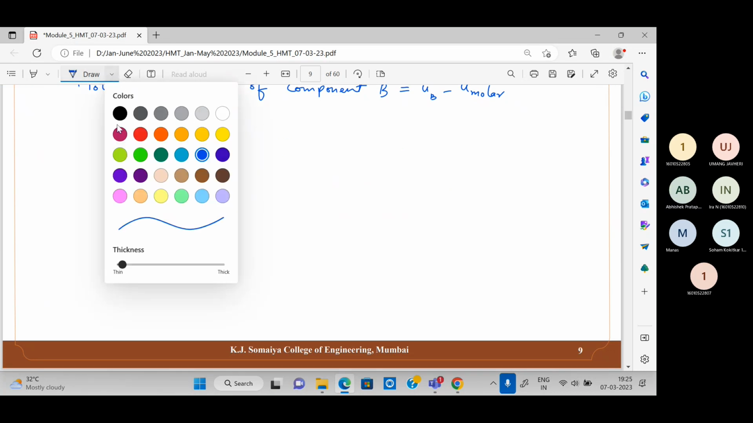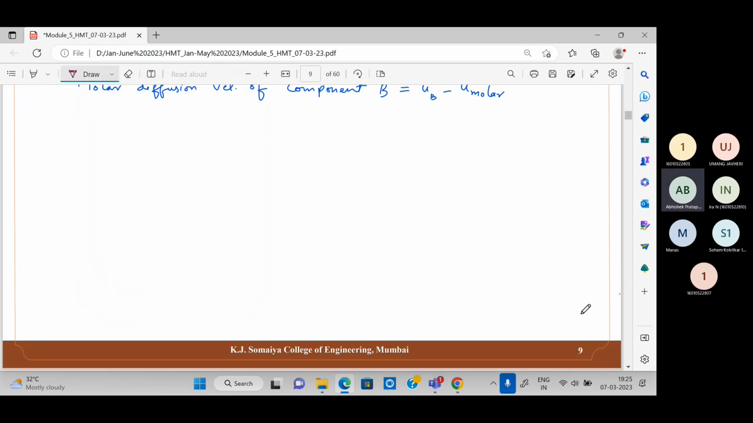Now let's go ahead. So now we'll talk about the fluxes. What is responsible for this flux? This is due to the existence of the different velocities and the concentrations. Okay, so the different velocities and the concentrations are there, so definitely these fluxes will be there.